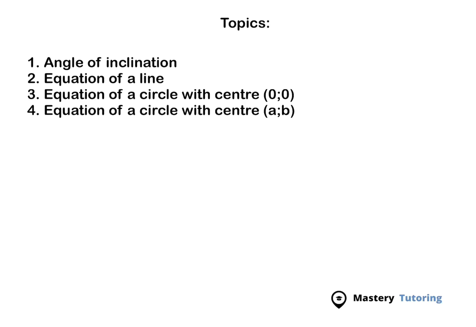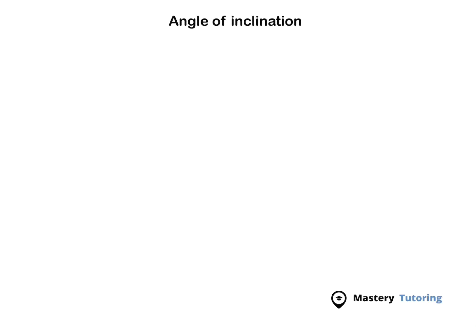So today we're going to be doing analytical geometry, grade 11 and 12. We are going to cover the following topics: the angle of inclination, the equation of a line, the equation of a circle with center (0, 0), or the origin, and lastly the equation of a circle with center (a, b). So let us start with the angle of inclination.